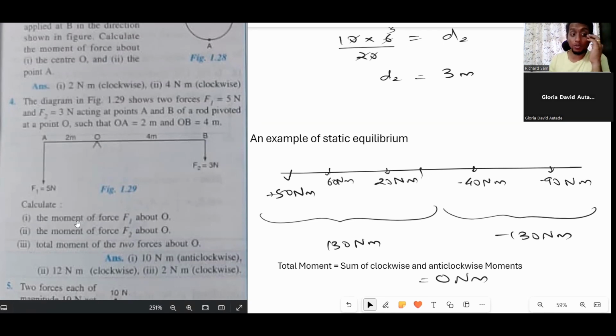So the first question is, what is the moment of force F1 about O? F1 is on the left side. So what is the moment of force of F1? F into D. That is 5 into 2. 10 Newton meter anti-clockwise. Now for the right side, what is the total moment of force? 12 Newton meter. So what's the total moment of force? Clockwise and anti-clockwise, you add or minus. So 10 minus 12 or 12 minus 10, you're getting 2 Newton meter clockwise.